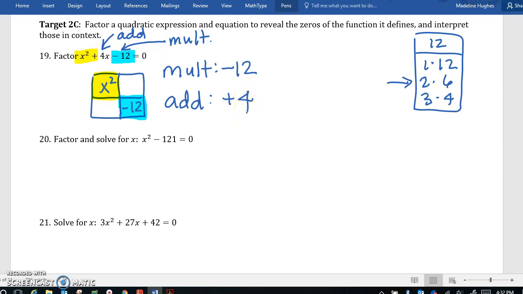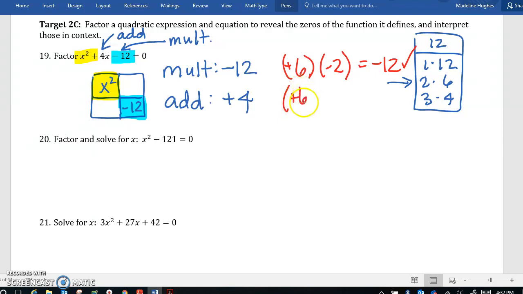Right? So then we need to figure out which one's positive and which one's negative. Well, since it's a positive 4, I want the greater number to be positive. Well, that means the 6. Okay? So that means we have a positive 6. Multiply that by a negative 2, and that is negative 12. Okay? Then we need to check that they add.